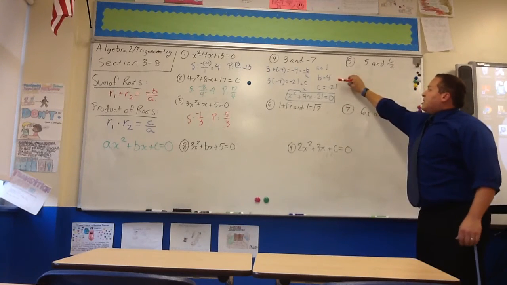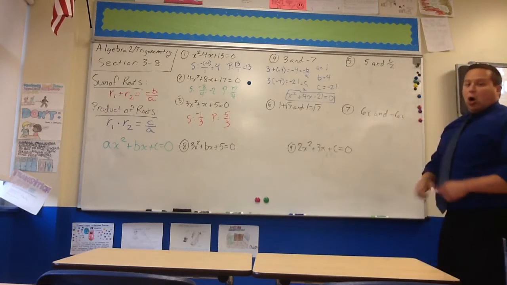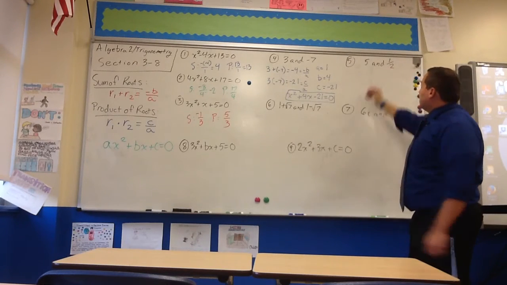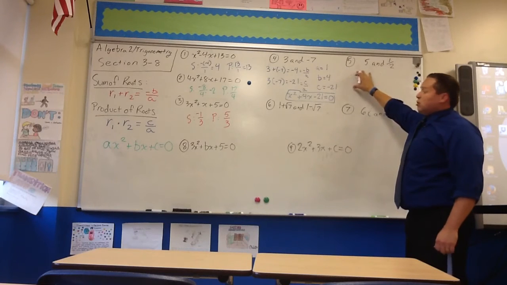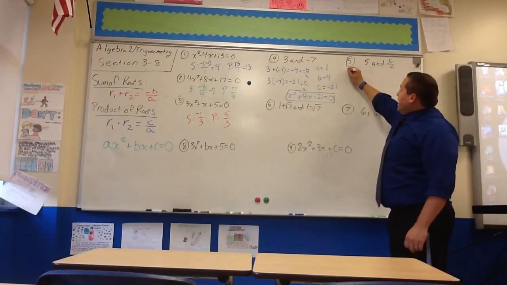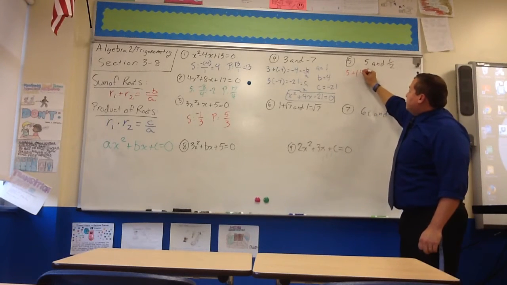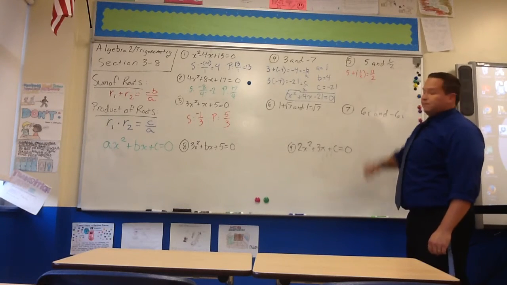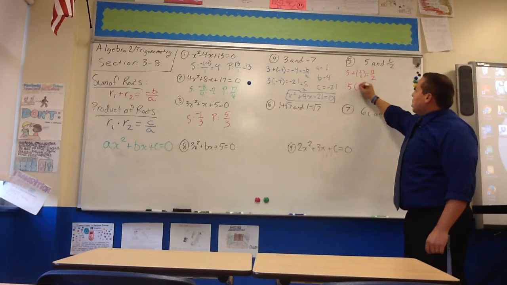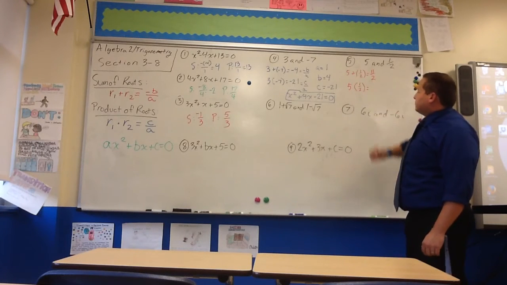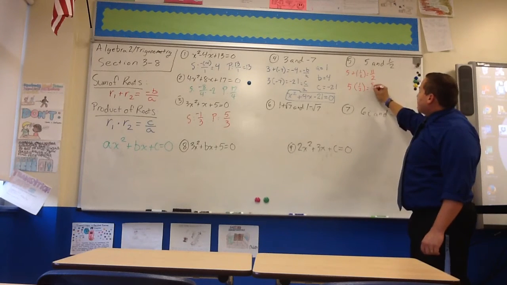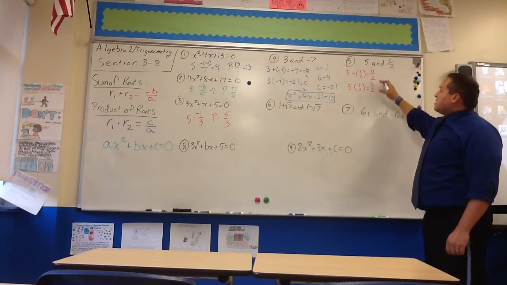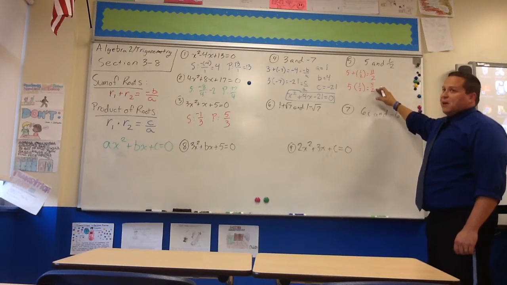Number 5, now we see a similar problem, only now I have this fraction 1/2. So when I go to solve this, I'm going to do the same exact thing. I'm going to add 5 plus 1/2. That gives me 11/2. I'm going to do 5 times 1/2. That gives me 5/2. 11/2 is my sum. 5/2 is my product.